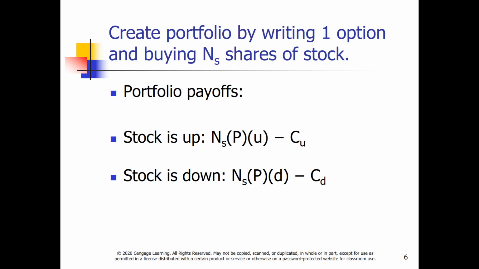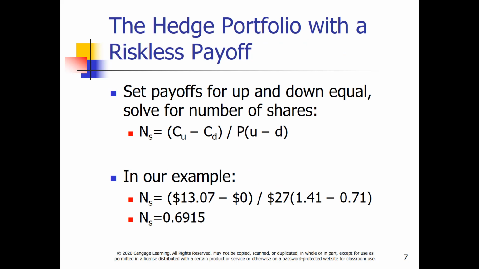We're creating a portfolio by buying N sub S shares of stock and writing or selling one call option. We're creating a hedge portfolio, which will have the same payoff regardless of whether the stock price goes up or down. We're buying the N shares and selling a call, so the C, up or down, is negative. We need to find out how many shares we need to make the hedge work. So we set the up and down portfolio values equal and solve for N. In our example, N is equal to 0.6915.